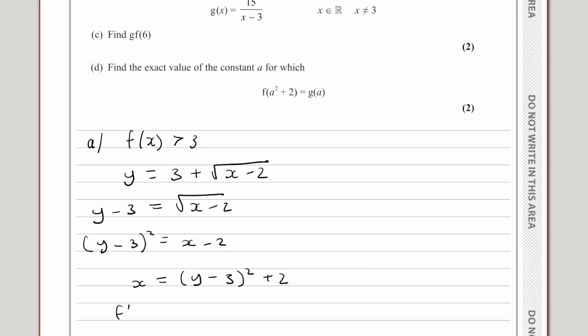So our inverse function is x minus 3 squared plus 2. That's our inverse function. And remember, the domain becomes the range and the range becomes the domain. So our output for the original function was f of x is bigger than 3. So for this function, x is going to have to be bigger than 3.